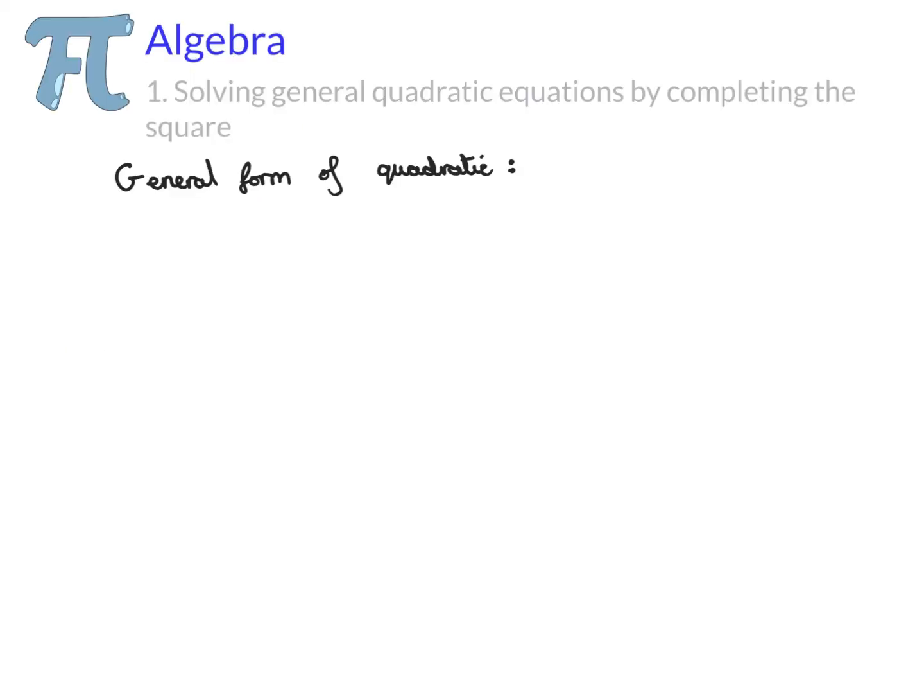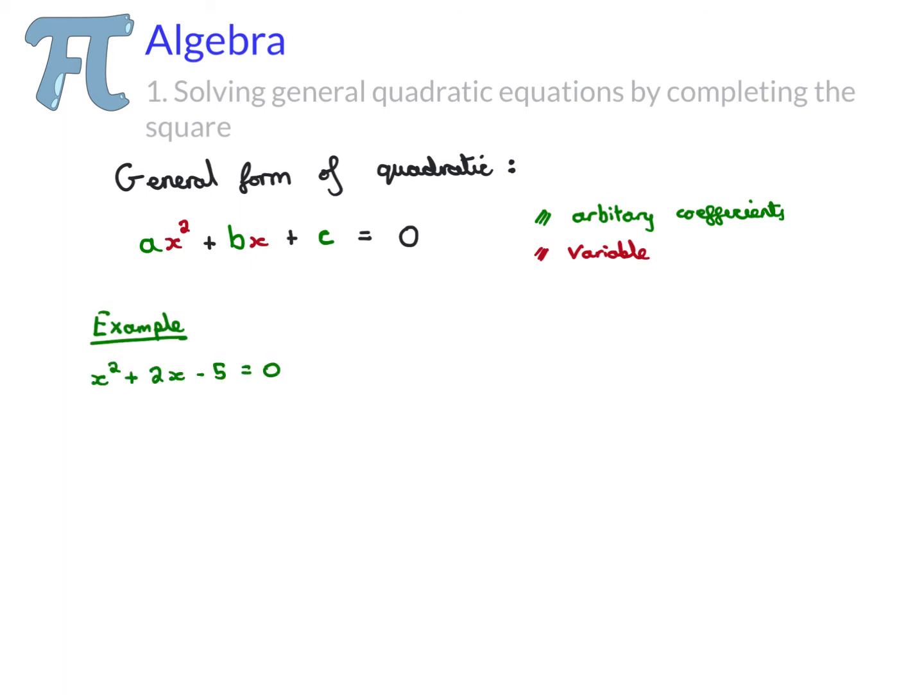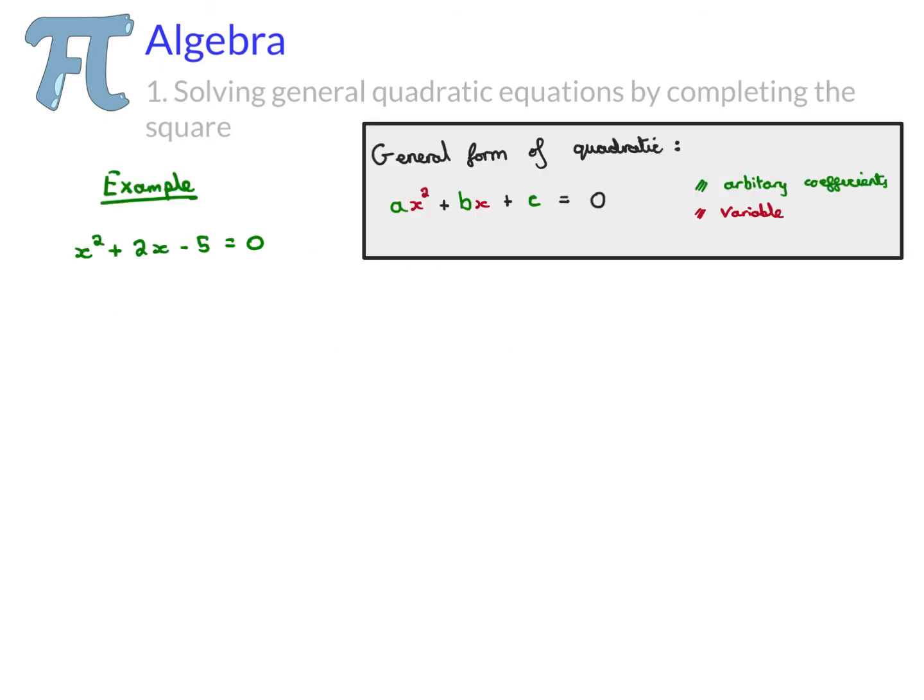Remember the general form for a quadratic equation was like this. Take this as our specific example: x squared plus 2x minus 5 equals 0. This left-hand side does not factorise, meaning that we could not easily express it as a product of two linear factors. This does not, however, mean that we are stuck when trying to solve this equation. The technique we use to solve it, which can be used to solve any quadratic equation, is completing the square.